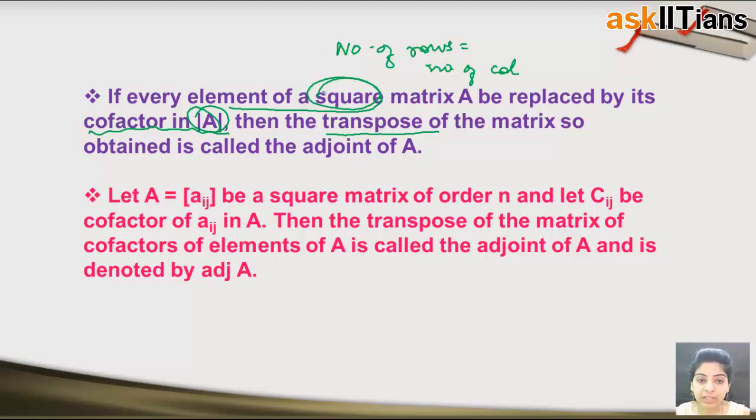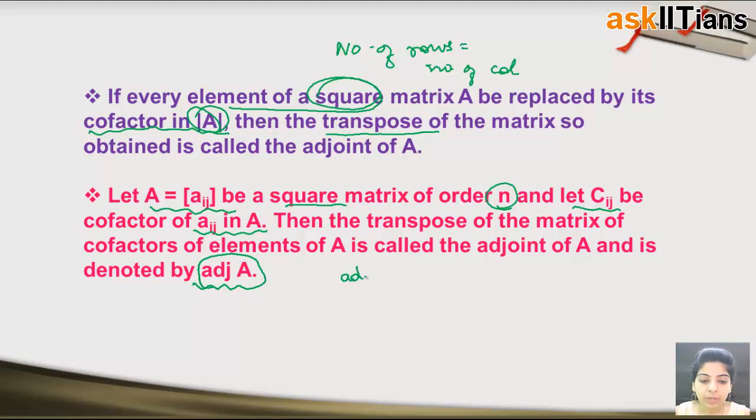So what does the definition say? If we replace each and every term in a square matrix by its cofactor and then we take the transpose of that matrix, then we'll obtain the adjoint of the matrix A. Another definition says if A equal to Aij is a square matrix of order n and Cij be the cofactor of Aij in A, then if we take the transpose of the matrix of cofactors, that will be called the adjoint of A, and adjoint is usually denoted by this symbol.